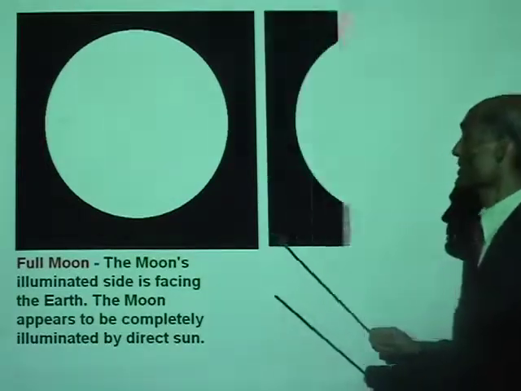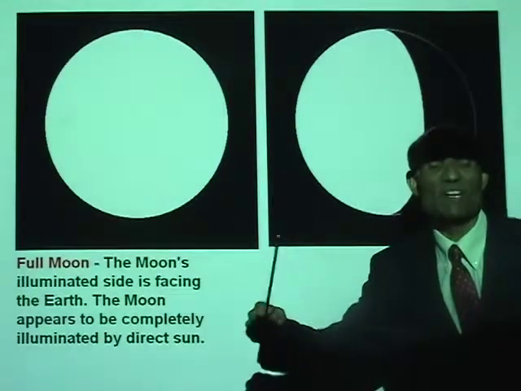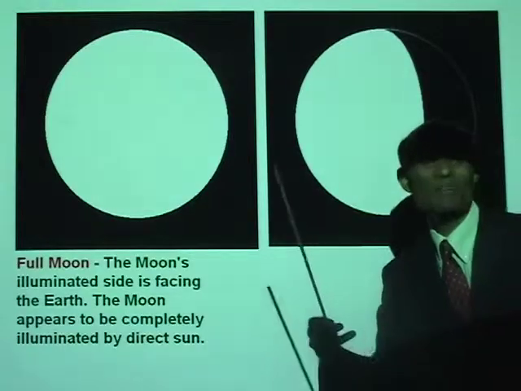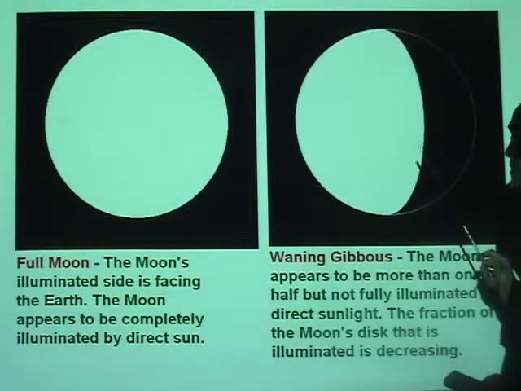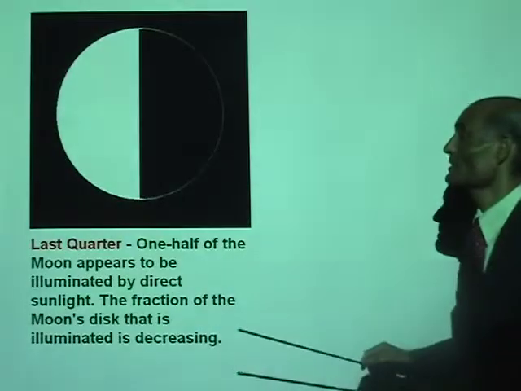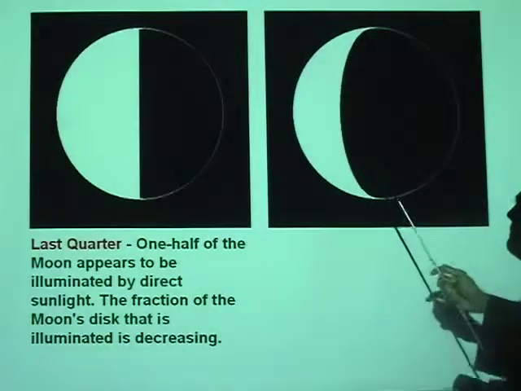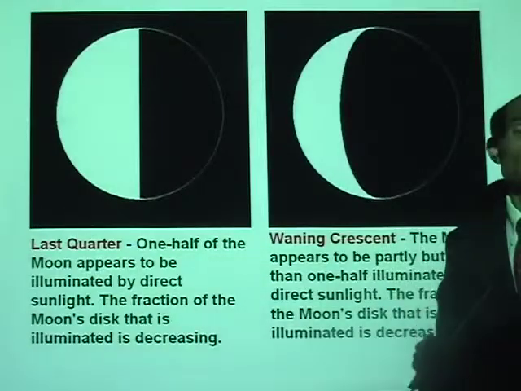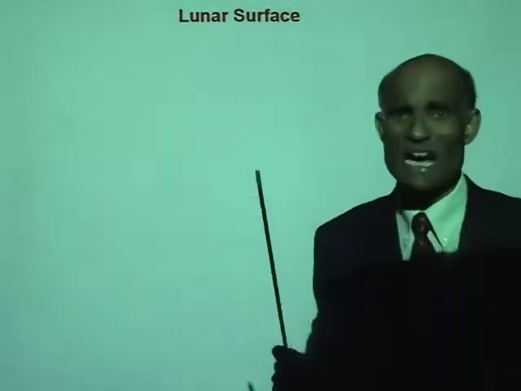And now what happens? The next one is, so far we were in the waxing stage where the fraction of illuminated area increases. Now we are in the waning stage. Waning gibbous. Alright, what will be the next one? This is now the last quarter. 1/2 is illuminated and the fraction illuminated is decreasing, and this is the waning crescent, and finally you end up with the new moon. Let's now talk about lunar surface.